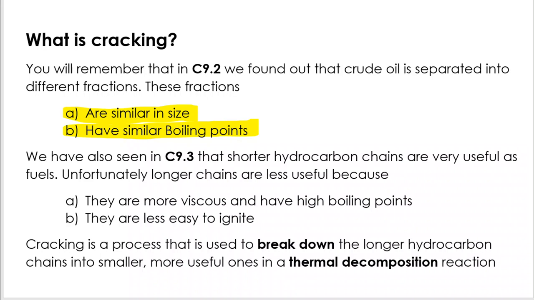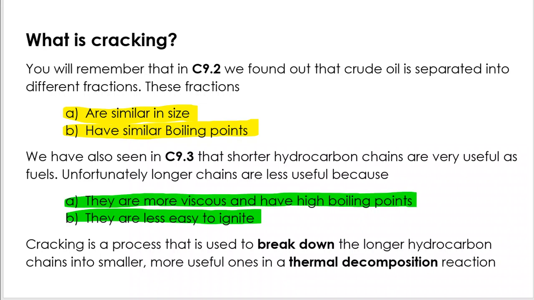We also talked about some of the other key terms that are quite important to us. We know that shorter chains are less viscous. Longer chains are more viscous, they have higher boiling points, and they are harder to ignite. We talked about the trend in flammability as well. So it's important that we remember all of this key information. Now, cracking is something that we do to break down longer hydrocarbon chains into the smaller chains that are actually far more useful. The type of reaction is thermal decomposition.